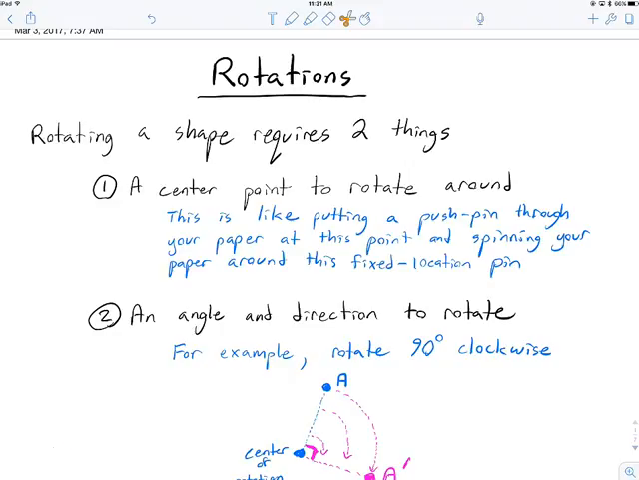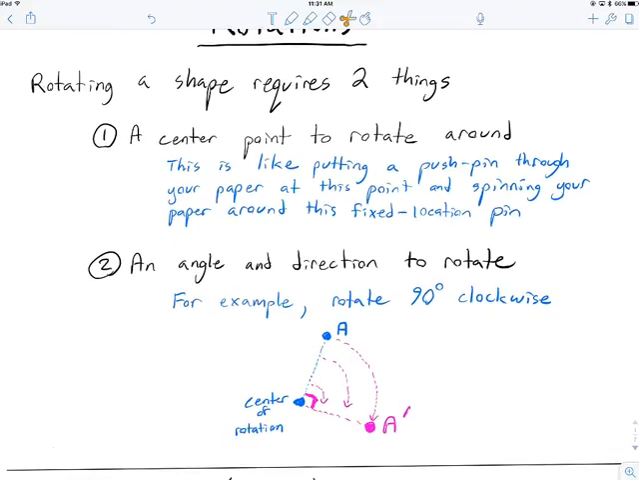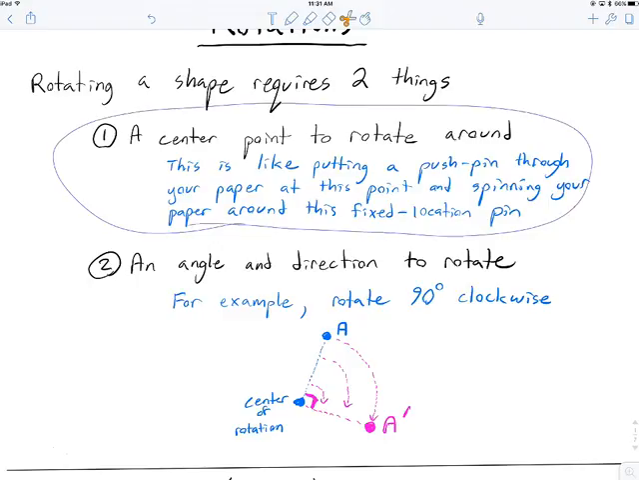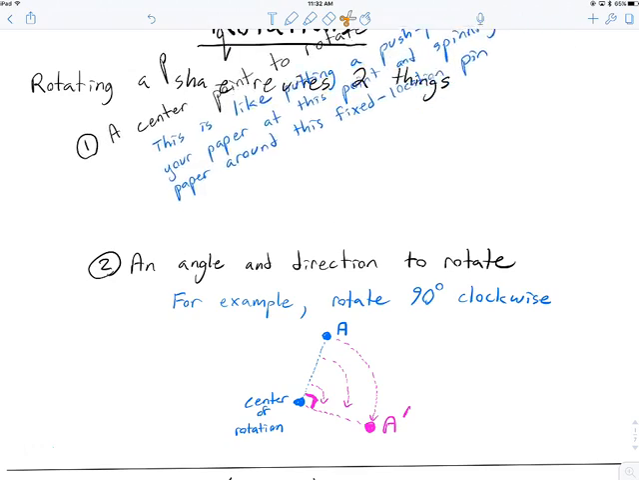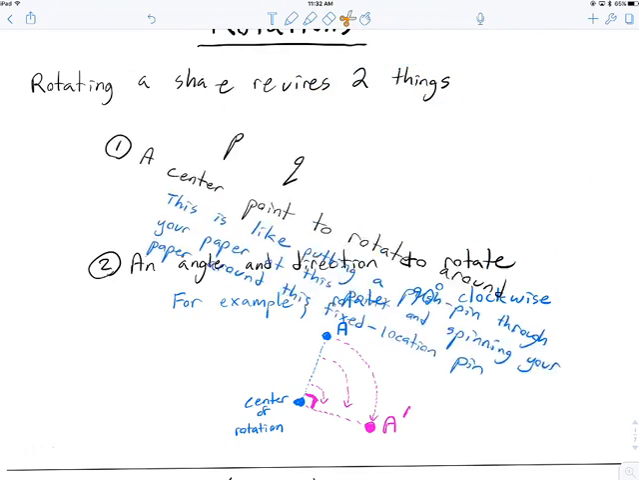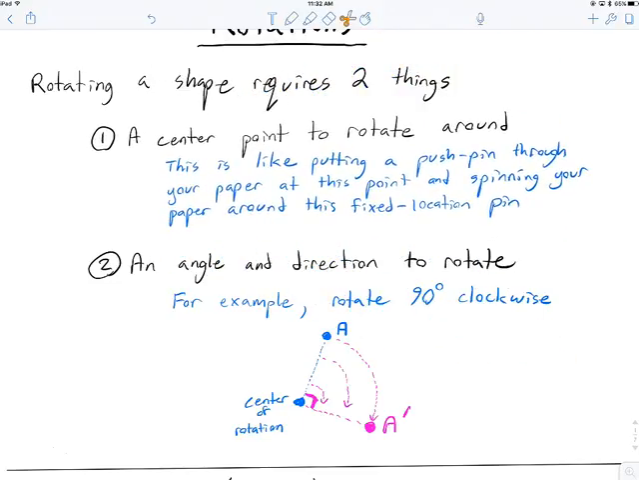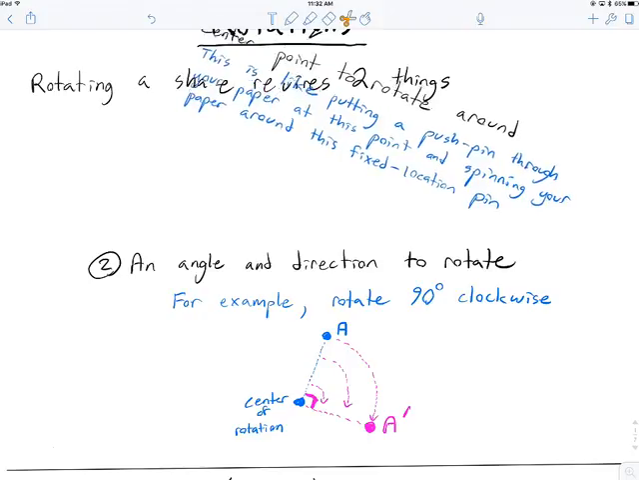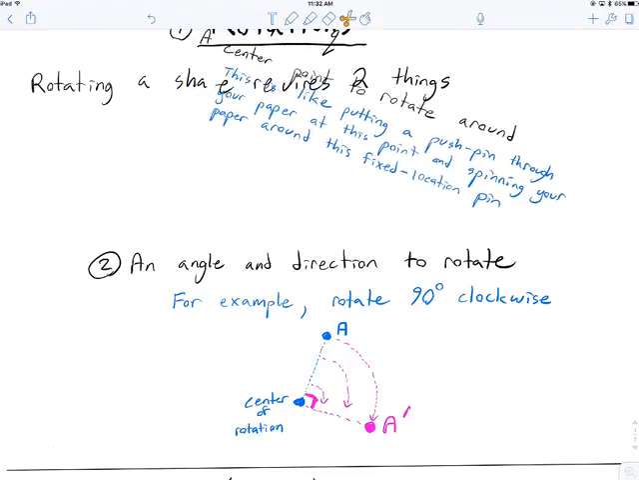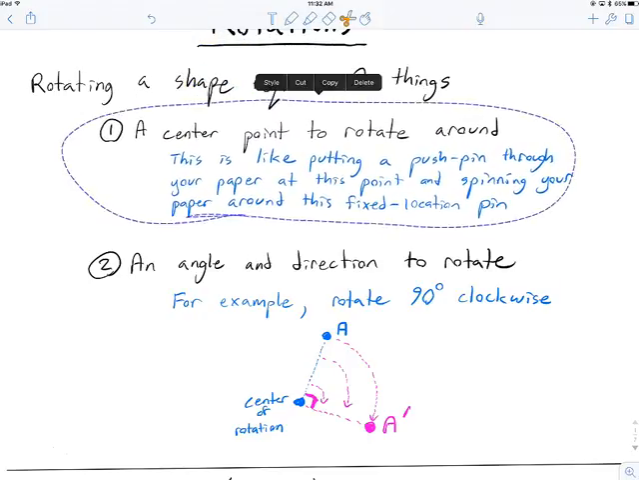You need two specifics. Okay, first, you need to have a center point to rotate around. I like to think about this like taking a piece of paper, putting it on a wall, sticking a thumbtack through a part of that paper and rotating it around. Now notice I could rotate this around this left side. I'm putting my left finger down, I'm moving my right finger, or I could keep my right finger right over here and rotate it this way. So I could rotate around any point I want, in fact, okay?